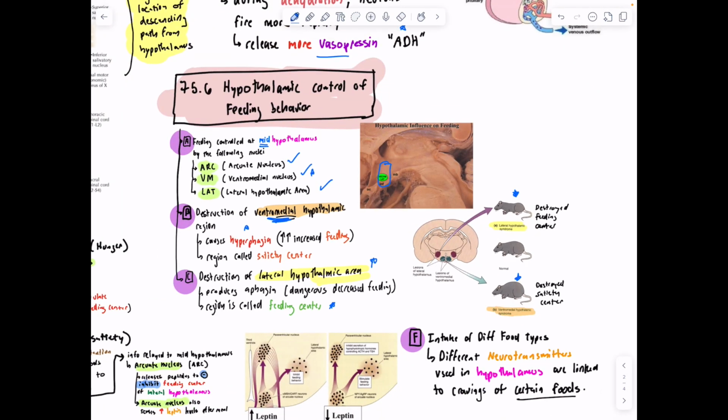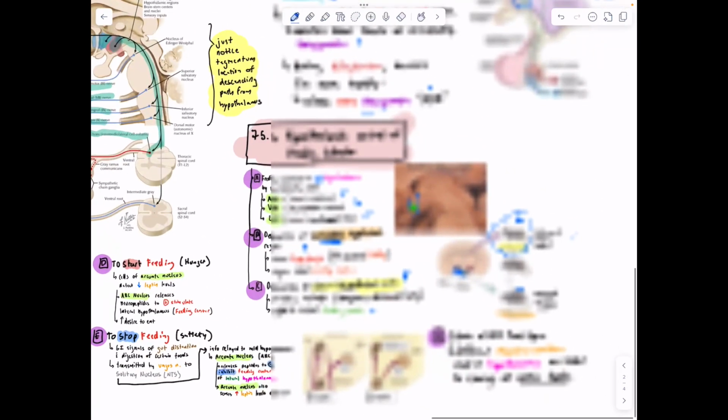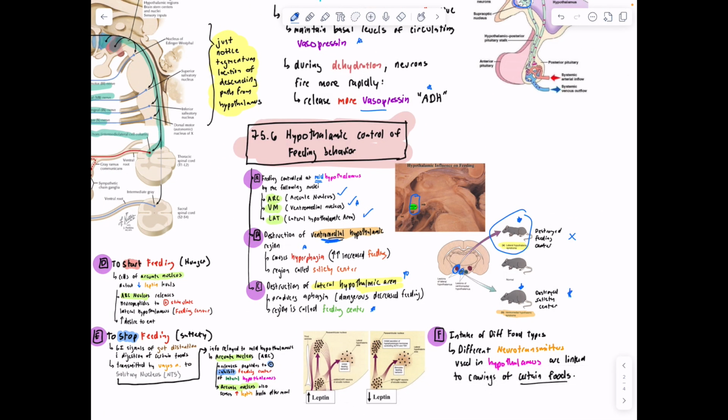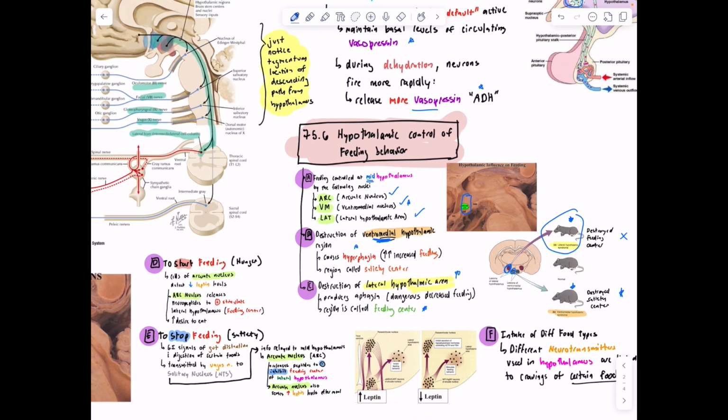So here we have a lesion to the lateral hypothalamus, destroying the feeding center, and you get a very thin mouse. Destroying the ventral medial hypothalamus, you're going to have a very fat mouse because they won't stop eating. Okay, waiting for this to load. There we go.